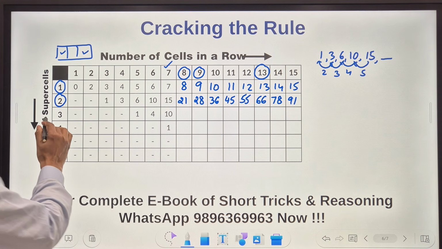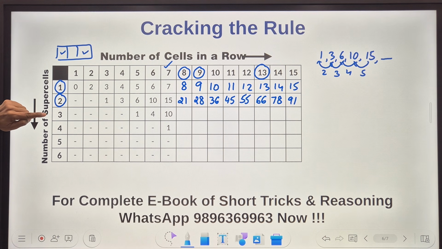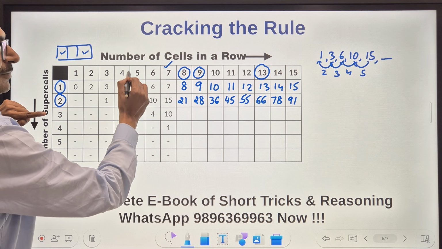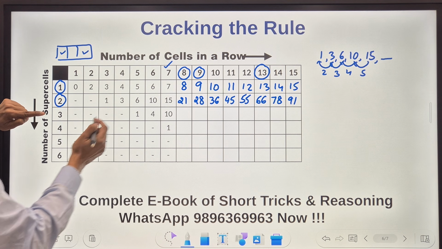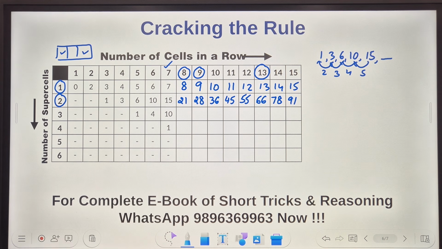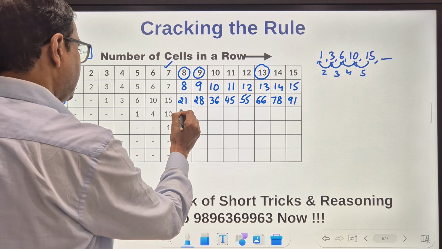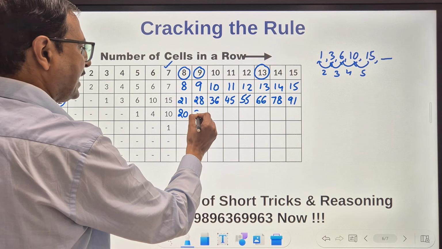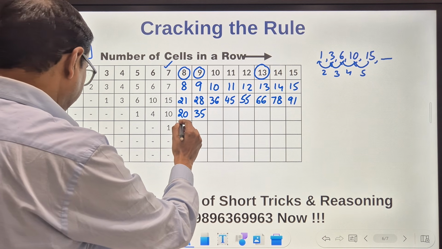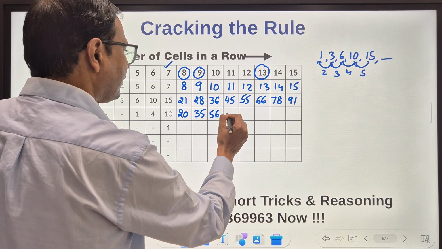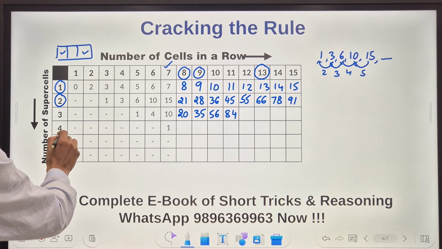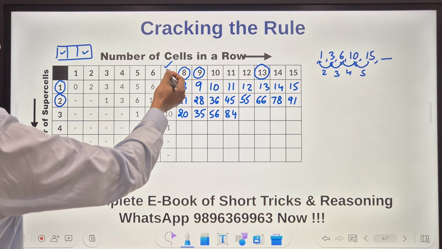So let's see the next row. Having 3 supercells starts with a 5 by 1 grid, because below that you can't have 3 supercells. So 1, 4, 10, and now I need to observe what the pattern is. So 1, 4, 10 is already there. After that you will have here 20. So I am just giving you the pattern, then I will show you how the pattern has been obtained. 20, 35, 56, 84.